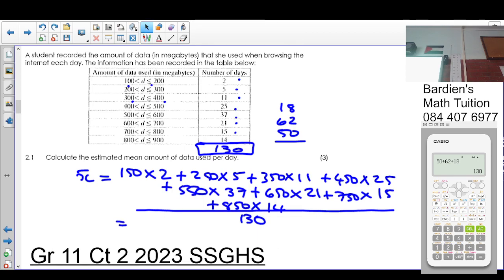We plug this whole lot into the calculator. What do we get? 567,69. Okay.